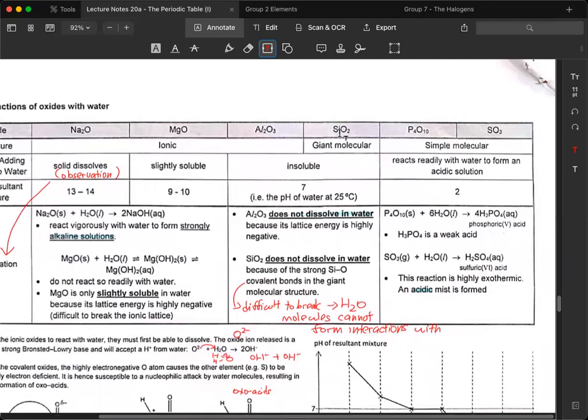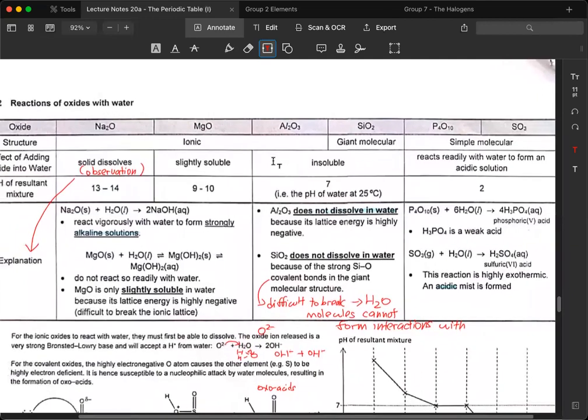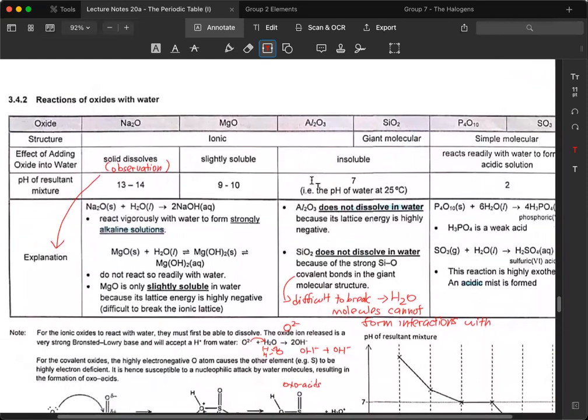Moving on to aluminum and silicon, they are definitely insoluble. So if you add to water, it will just be pH 7. Aluminum oxide does not dissolve in water because of the high charge and low radii. The lattice energy is highly negative, so it is impossible. The water molecules are unable to break the ionic lattice because of the highly negative lattice energy.